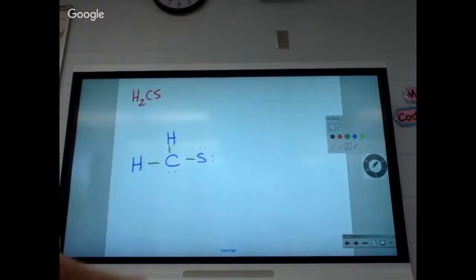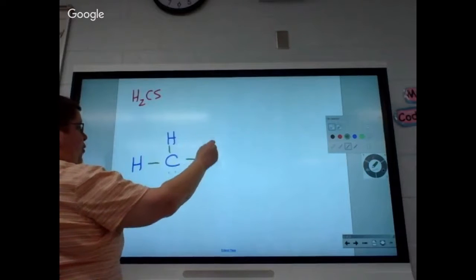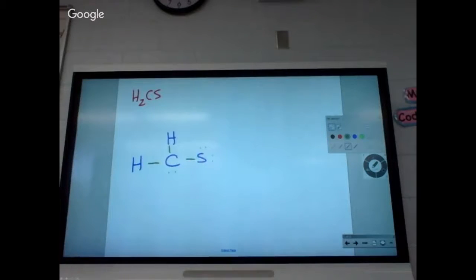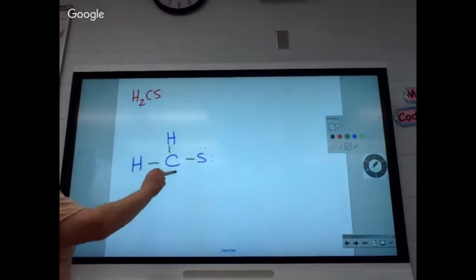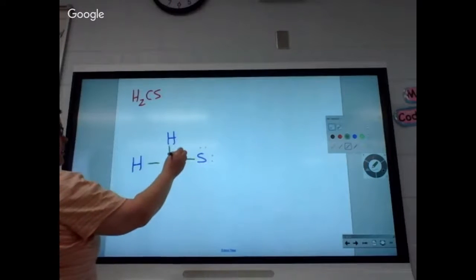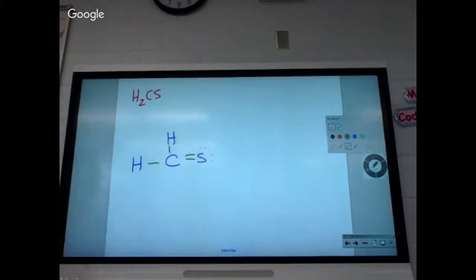Now, so S has 2, 4, 6 electrons on it. It's got to have 8. So since C has 8 and S only has 6, what are we going to do to help S out? We're going to take 2 off the C and we're going to put them where? On the S. So the S has 6, but now it has 8, and the C still keeps its 8, right? So I kept 12, S has 8, C has 8, H still has its happy 2, right? Everybody okay with that? Yep.